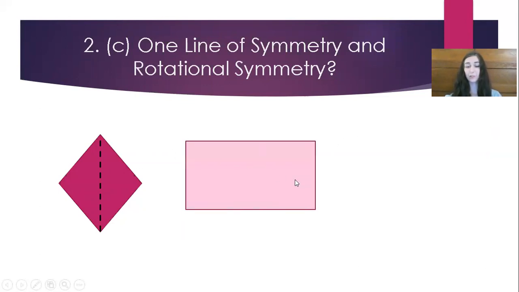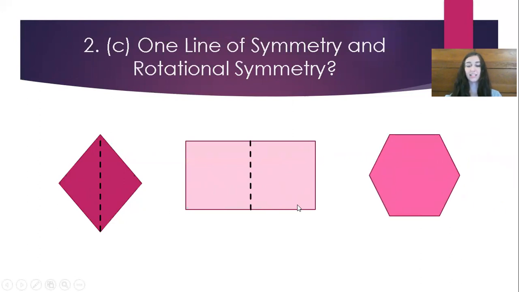Next we have the rectangle, and once again this has a line of symmetry. You could also draw one going this way, going diagonally, but I'm not going to put all of those lines on there because it's automatically symmetrical if it has one. But when you rotate this figure 180 degrees, it turns out exactly like this one does.